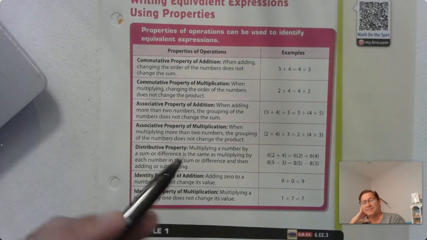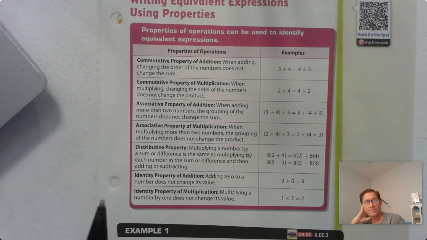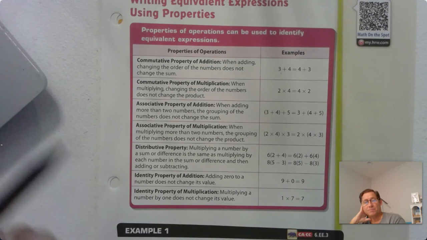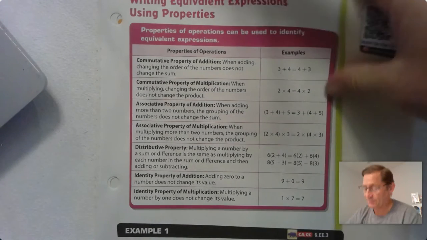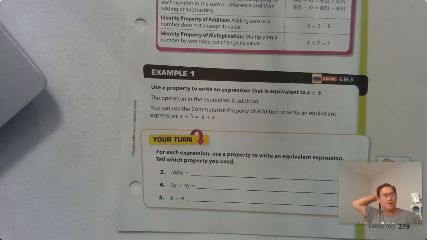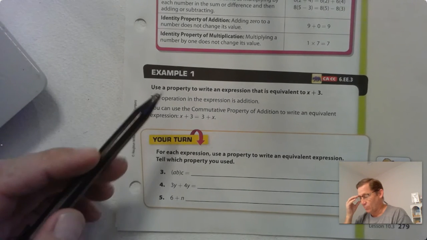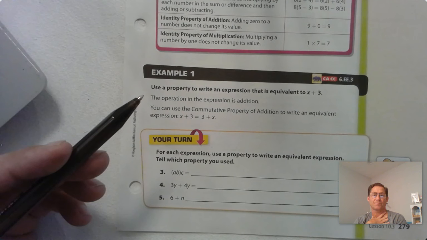Identity property of addition simply says adding 0 to any number does not change its value. Identity property of multiplication says multiplying a number by 1 does not change its value. All right, so keep those in mind. We're going to apply these properties to help solve and write equivalent expressions. So use a property to write an expression that is equivalent to x plus 3.